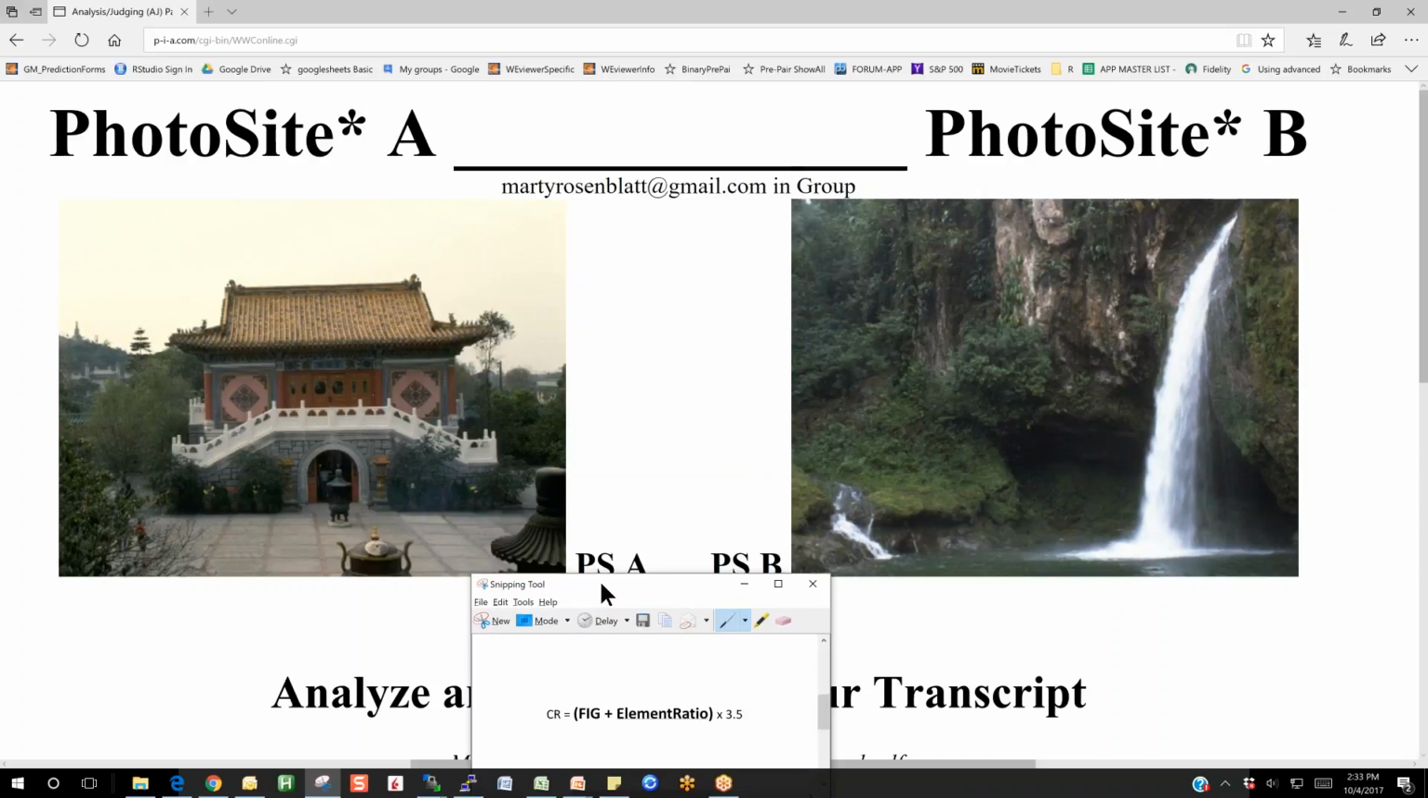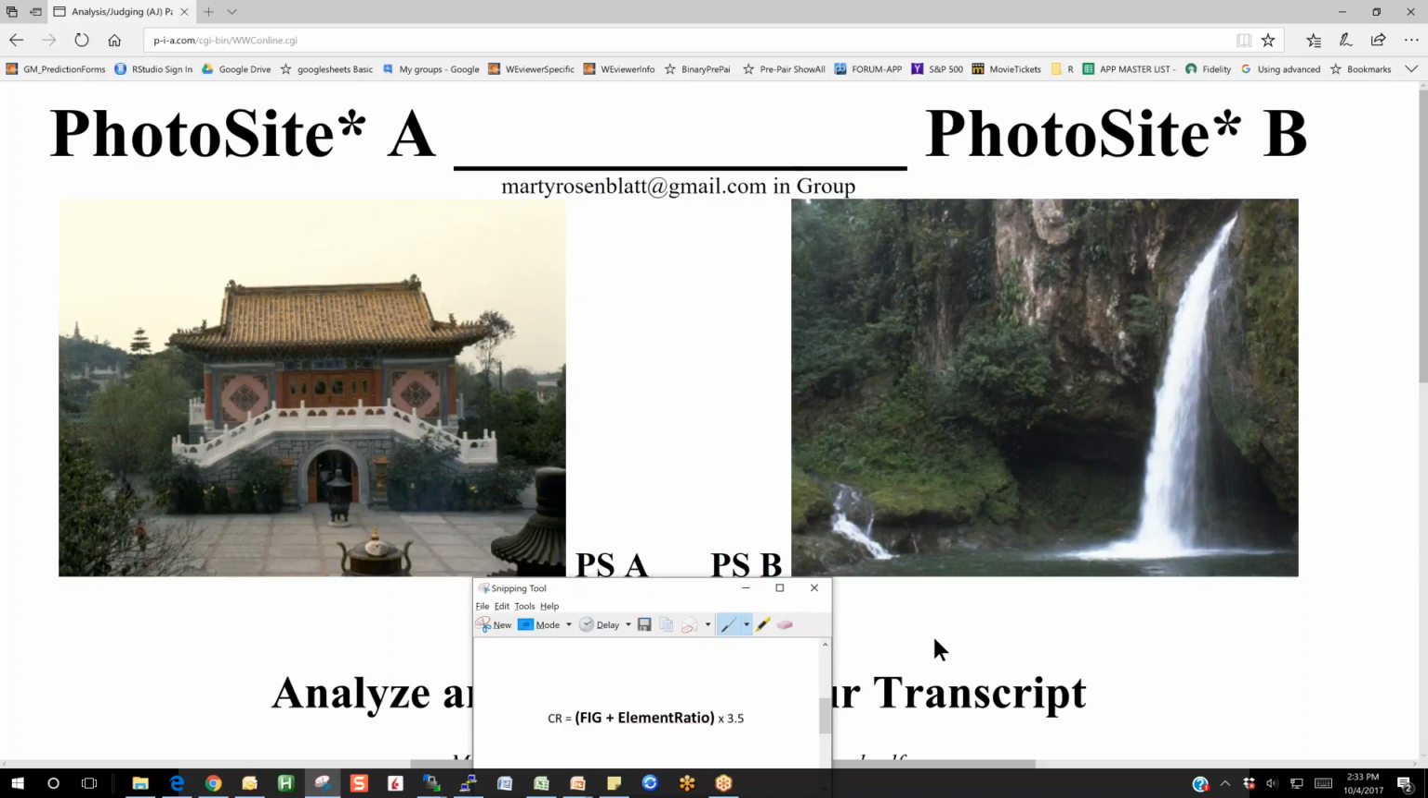Okay, so I put the equation on the screen just to remind you. Fig goes from 0 to 1. The element ratio, the A to B ratio over the total, goes from 0 to 1. So you get a number between 0 and 2 and multiply it by 3.5.